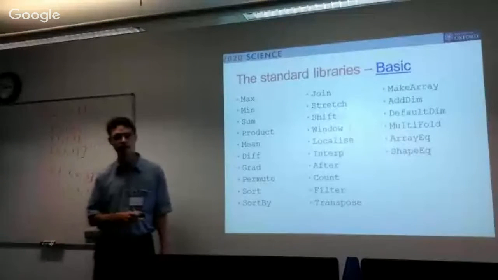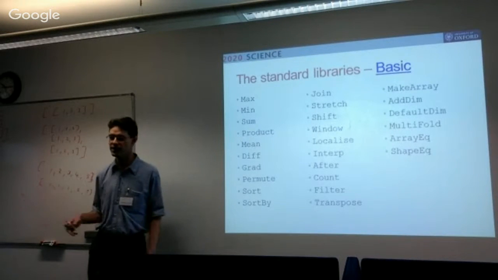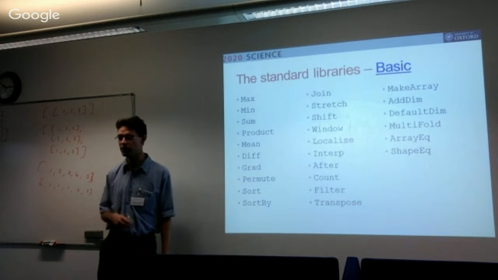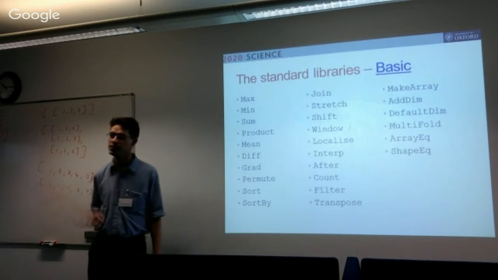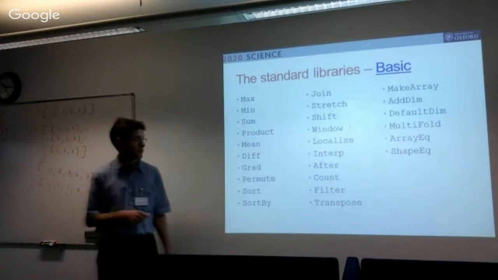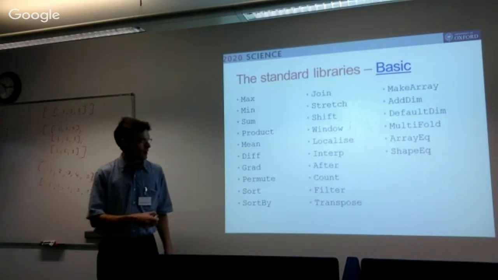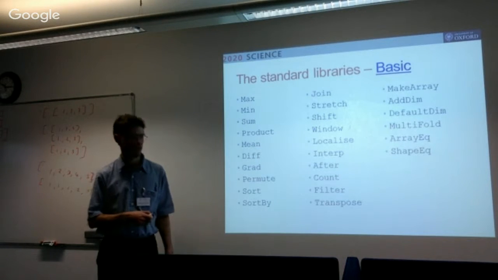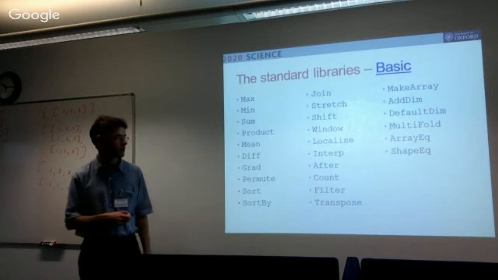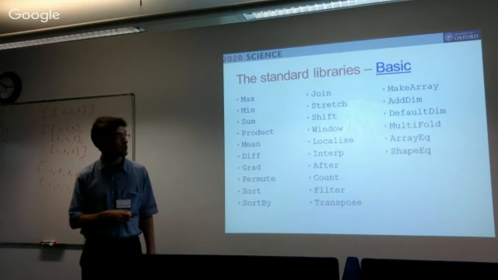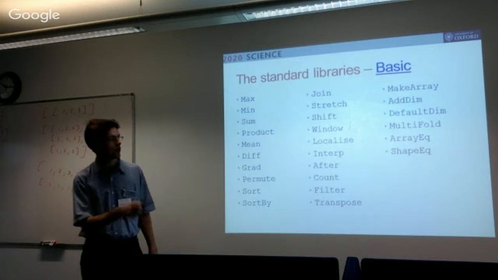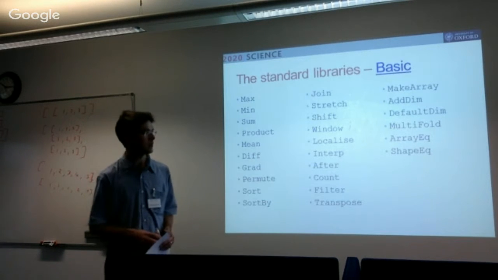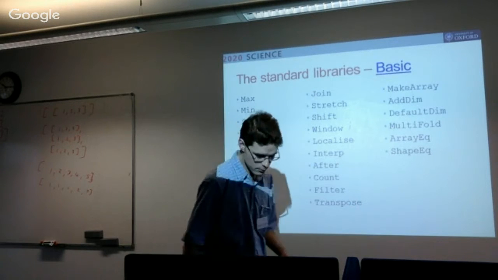After is useful for finding parts of an array that occur after a particular time. If you've got one array representing time, one array representing values, you can just take the subarray after a certain time, but it doesn't necessarily have to be time. Count just counts the number of entries that satisfy a predicate. Filter gives you only the entries satisfying the predicate. Transpose is the transpose of a 2D array. And then these are more sort of utility type operations for building and evaluating arrays.